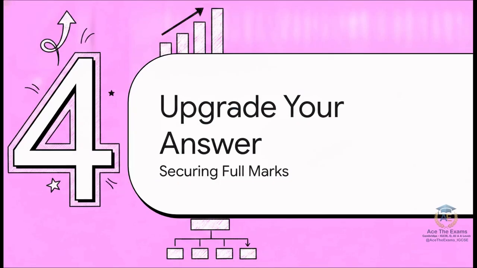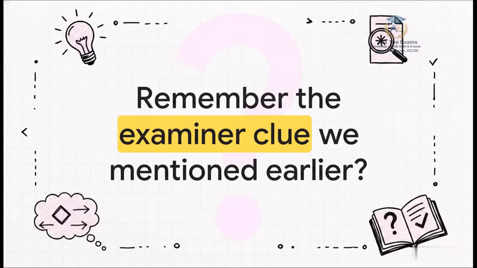All right, Section 4, upgrading your final answer. Let's tie the whole shebang together now to see exactly how a high-retention student structures their final response to guarantee full marks using the tools we just covered. But first, remember that open loop from earlier? I asked you what the exact clue the examiner leaves in the question that changes your answer completely. Let's finally solve that mystery.